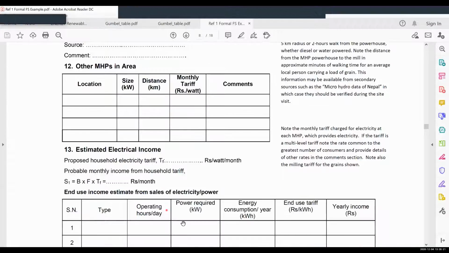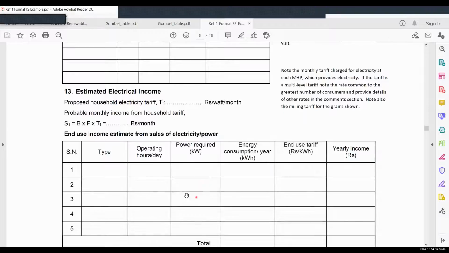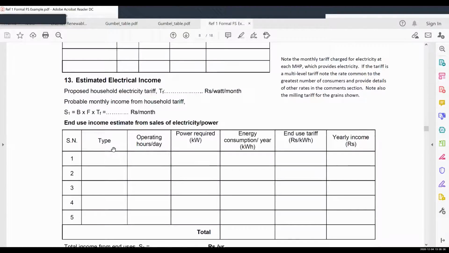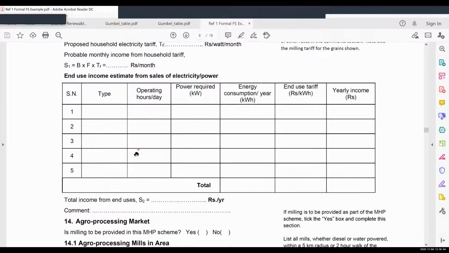Now, similarly, what is the electricity income? So you want to now have some idea of the tariff. How many Mozambique currency per watt per month? Based on that, how much can you expect to get as income, the benefit, because you have to do a cost benefit analysis later on.